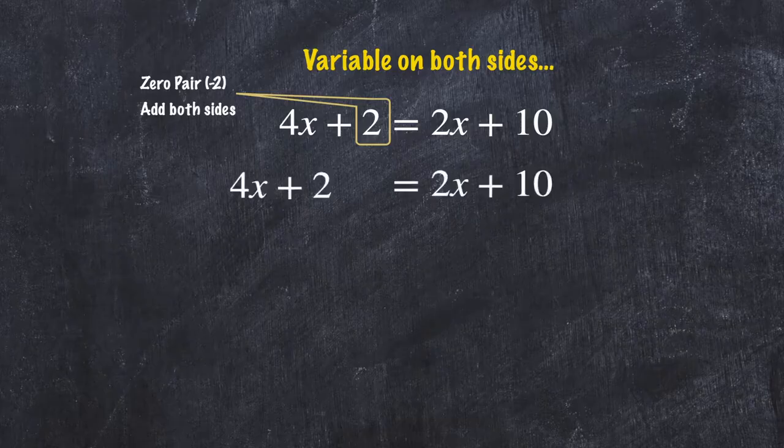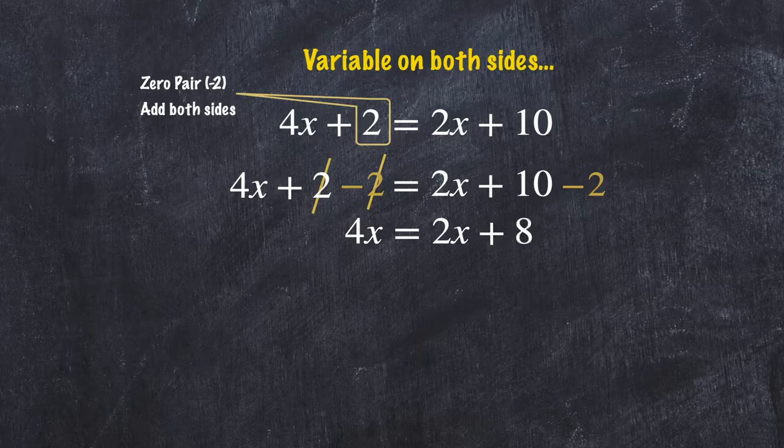This gives me 4x plus 2 minus 2, which is equal to 2x plus 10, also minus 2. Remember, we are applying the golden rule. Then we go to the next step. Now, 2 minus 2 gives us 0. So from the left-hand side, we have 4x is equal to 2x plus 10 minus 2, which is 8.